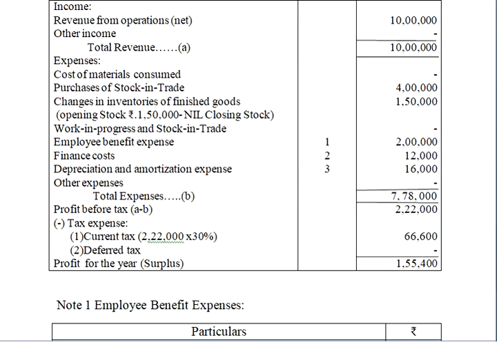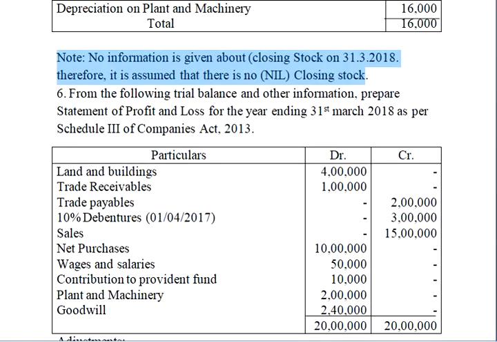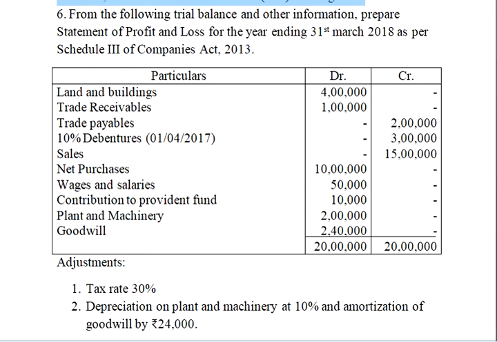So your answer will be exactly 1,55,400, my dear students. Now moving on to the next and last problem here, the same problem I think, with some changes. 6. From the following trial balance and other information, prepare statement of profit and loss for the year ending 31st March 2018 as per Schedule 3 of Companies Act 2013.